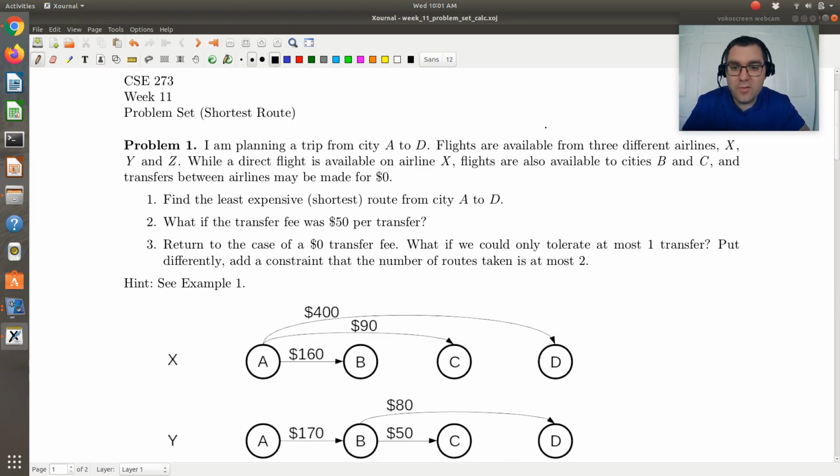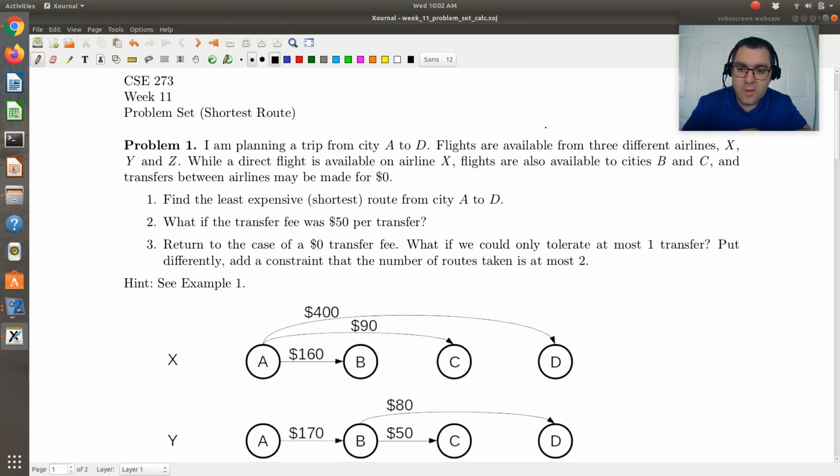I'm planning a trip from city A to city D. Flights are available from three different airlines, X, Y, and Z. While a direct flight is available on airline X, flights are also available to cities B and C, and transfers between airlines may be made for $0. Find the least expensive shortest route from city A to D.